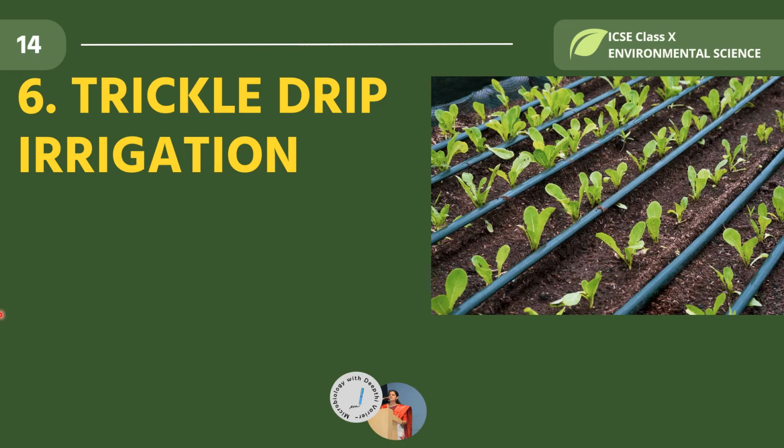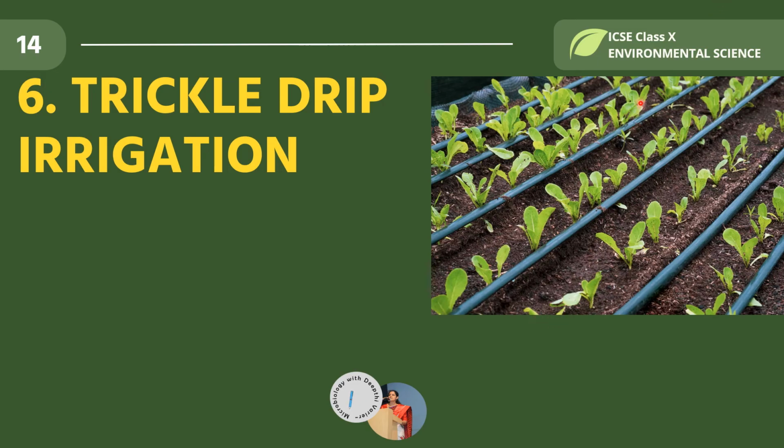The sixth technique that has been mentioned in your syllabus is trickle or drip irrigation. Drip irrigation is where you are adding water to the plants drop by drop at a point near the roots. So you don't wet the leaves, near the roots, drop by drop you're allowing it. Now you need to know what is the need for this drip irrigation. See, the need is that wastage of water reduces, and especially in places where the water sources are limited, this is a very good technique.